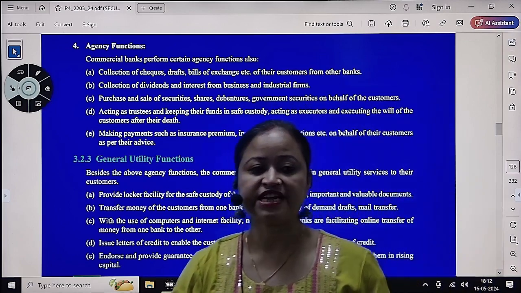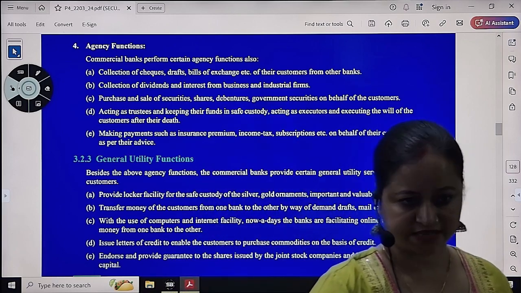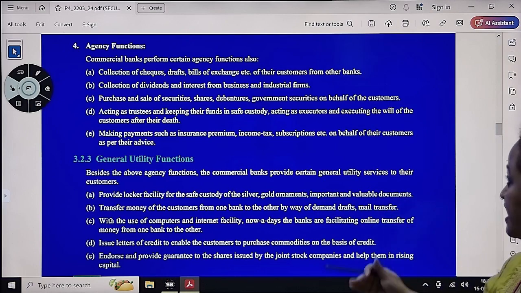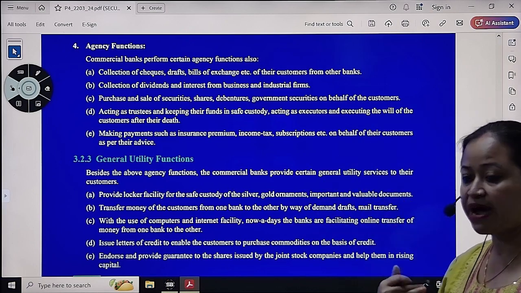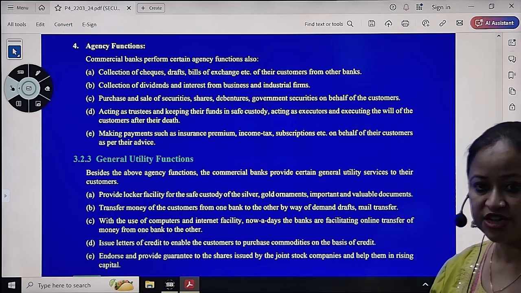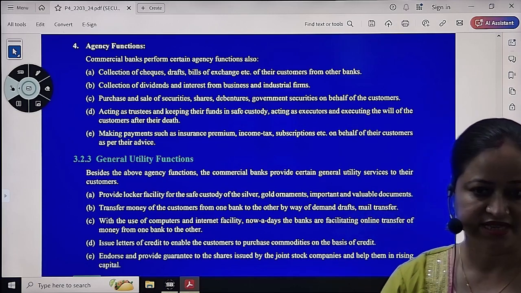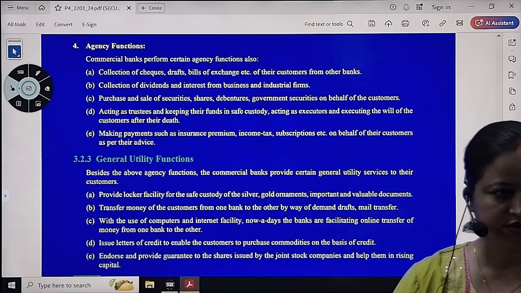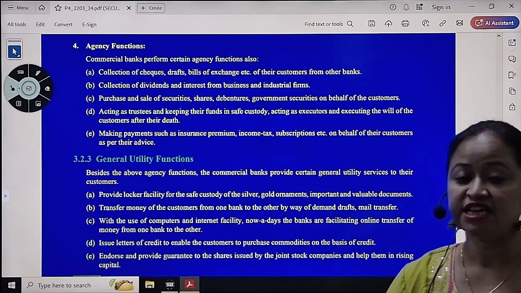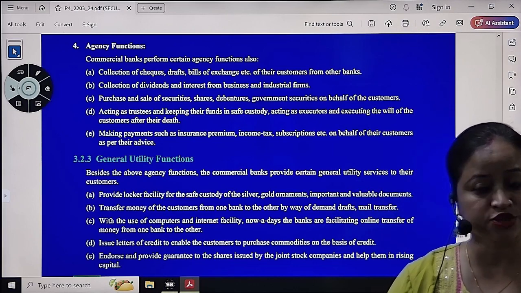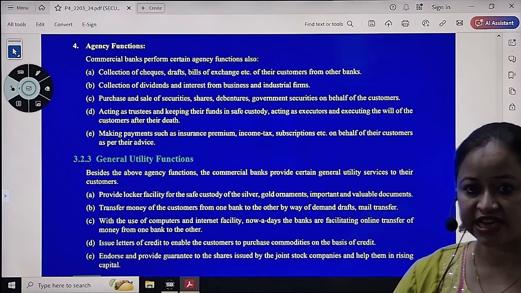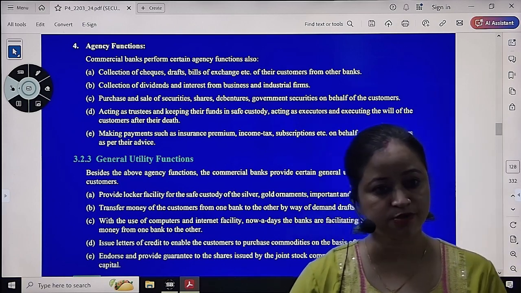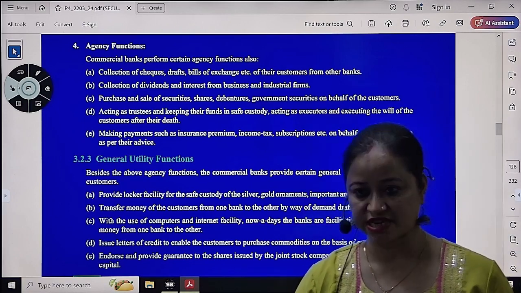If any customer wants to buy or sell shares, or buy debentures or any government securities, that can be done with the help of the banks. But to buy and sell shares, a person needs to have a demat account, that is a dematerialized account. The demat account has to be linked with the bank account, and only then can transactions be done. Money has to be transferred from the bank account of the customer to the demat account. Then the person can do the transaction.